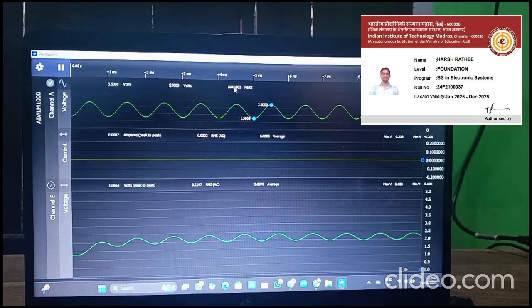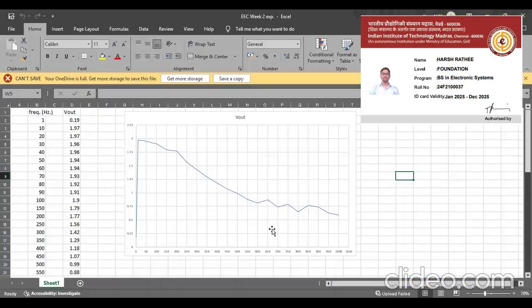Now we take the readings at different frequencies and plot a graph. As you can see, we have measured Vout at different frequencies, starting from 1 Hz to 1000 Hz, and plotted a graph, and our graph looks like this. Our corner frequency is nearly about 147, and we can see that nearly at 150 we measured a drastic drop.